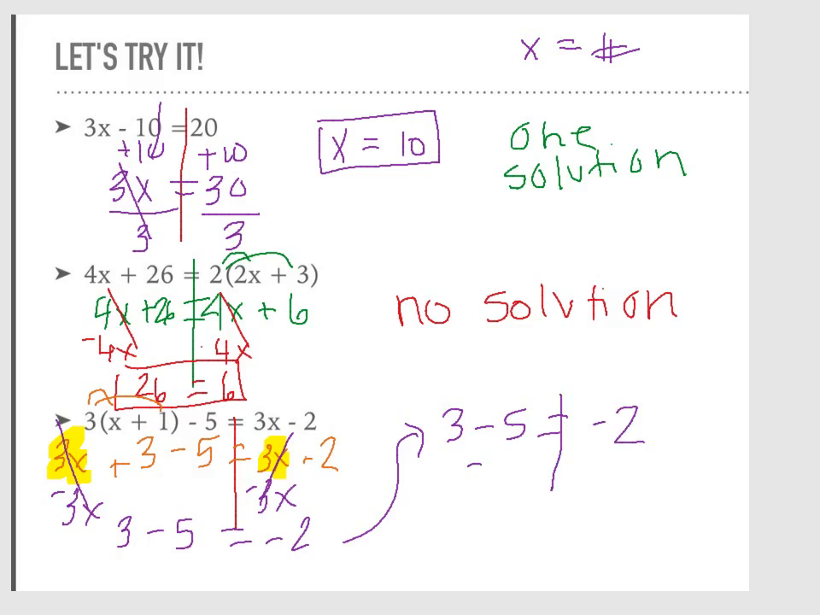3 minus 5 is negative 2, and on the right side I have that equal to negative 2. If I ask myself, is negative 2 equal to negative 2, and I say yes, that means that there are infinite solutions, which is that I can plug any number in the whole universe into my x value, and it will make my statement true.